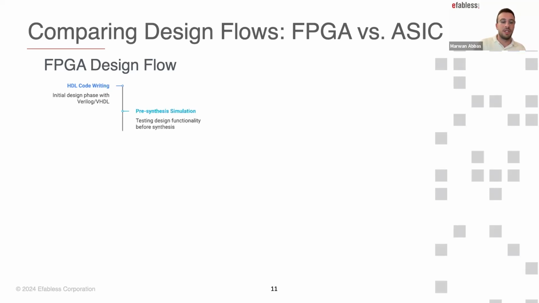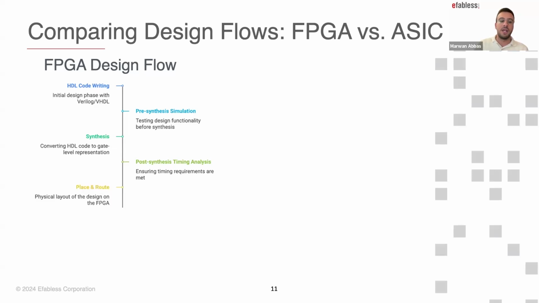a pre-synthesis simulation that tests the functionality before synthesis to catch any early design errors. Then you do synthesis, which turns the HDL code to a gate level representation, mapping it to available FPGA resources. And then you do post-synthesis timing analysis and verification to ensure that you're meeting the timing constraints after synthesis. And then you do place and route.